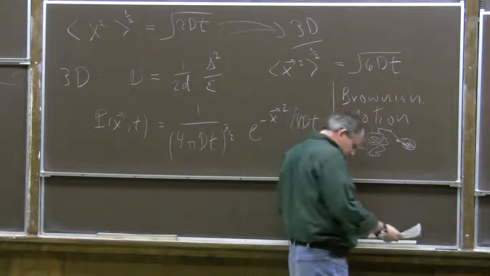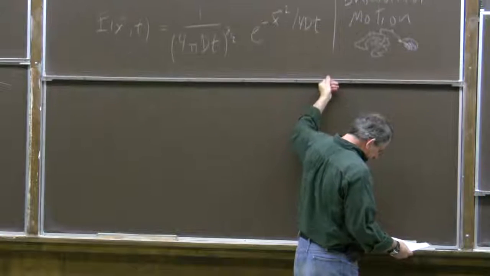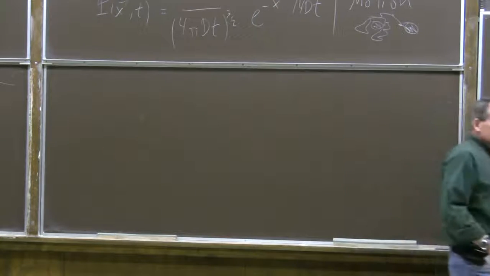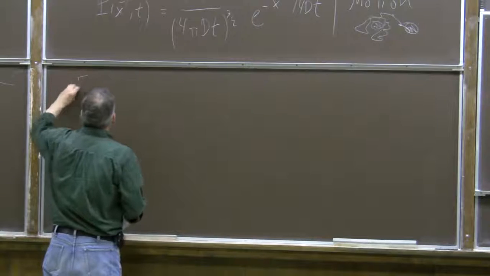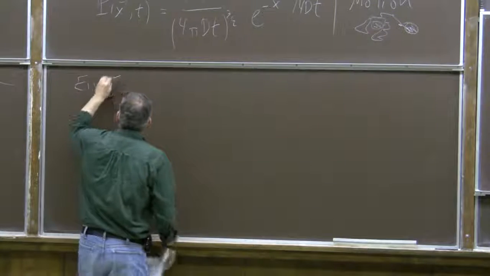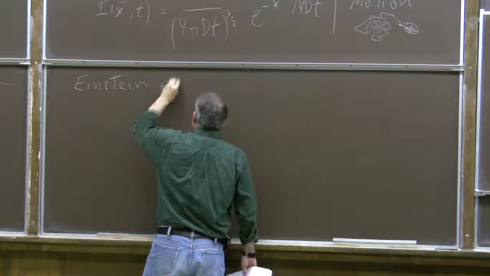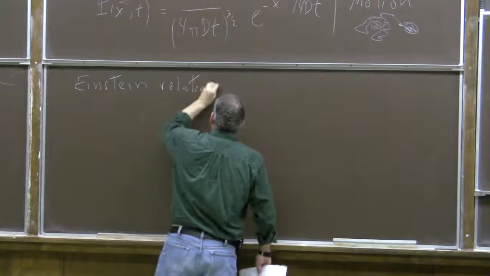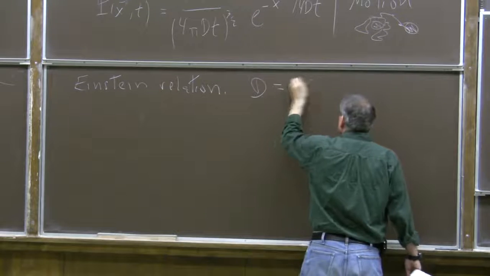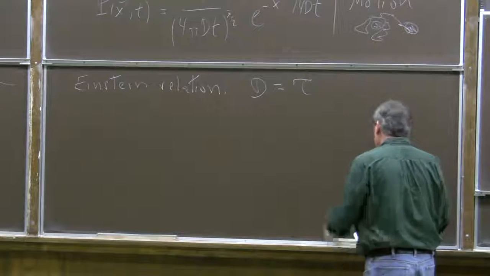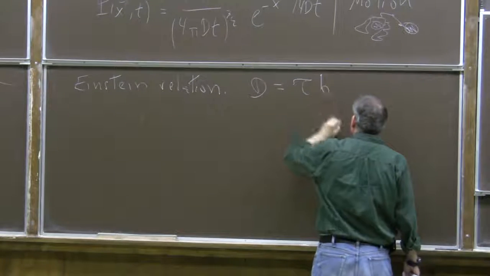And he also did another important thing, which is he explained what the diffusion constant was in terms of other, in principle, measurable quantities, called the Einstein relation. Which is that the diffusion constant is equal to temperature times something called the mobility.